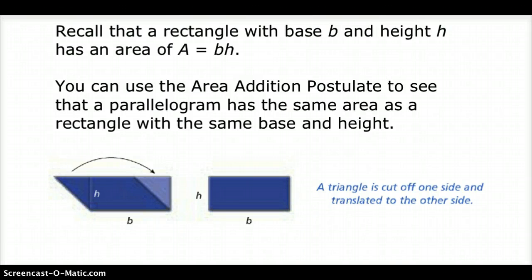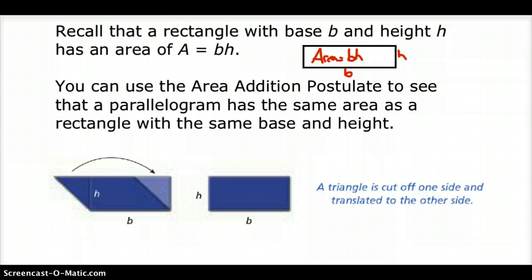Okay, so as if the last video wasn't enough, we need to recall that a rectangle with base b and height h has an area of base times height. So again, if you didn't know this before, don't panic, we're going over it now, right? If we have this rectangle here that has a base of b and a height of h, its area is going to be equal to the base times the height. You may hear people say length times width. Well, they're just referring to the same thing.